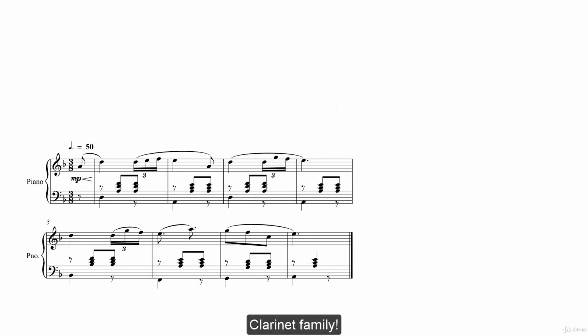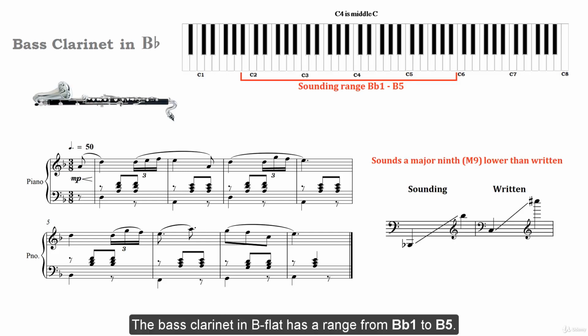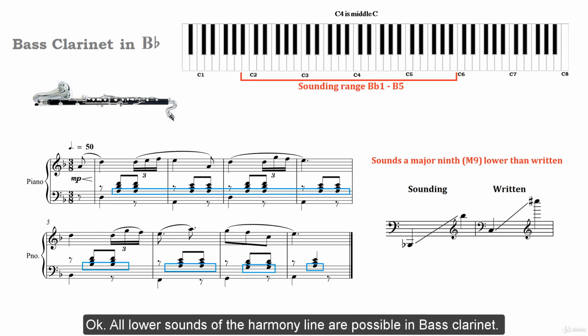Clarinet family. Bass clarinet in B flat. The bass clarinet in B flat has a range from B flat 1 to B5. Music for the bass clarinet in B flat is written in treble clef and bass clef. The sound is a major ninth lower than written. Okay, all lower sounds of the harmony line are possible in bass clarinet.